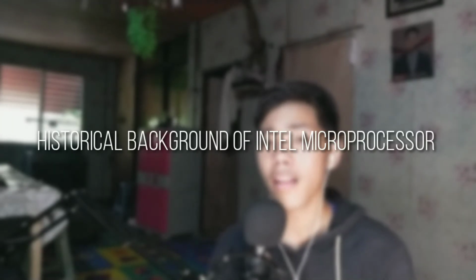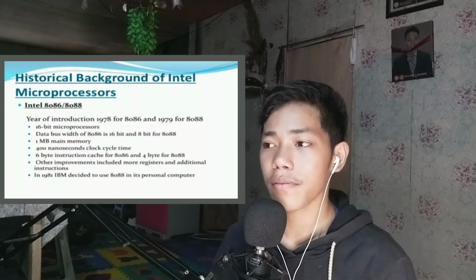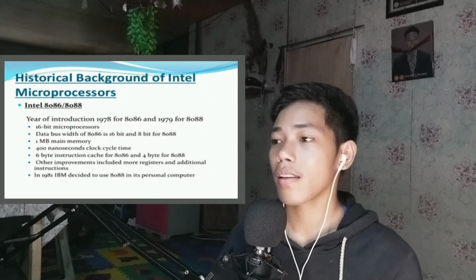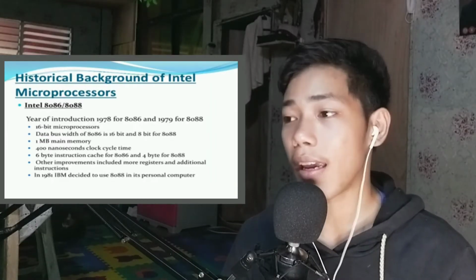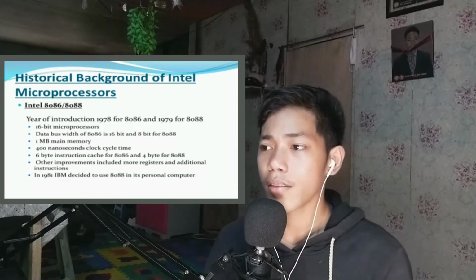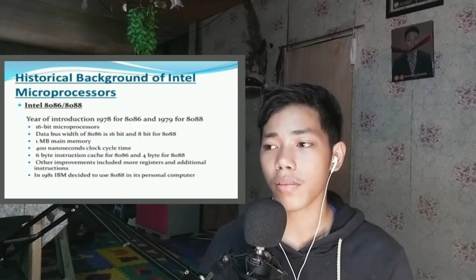Okay, let's proceed to another topic, which is the historical background of the Intel microprocessor. Talking about the historical background, we'll look back at how it has evolved over time. We have here the Intel 8086 or the 8088. The year of introduction is 1978 for the 8086 and 1979 for the 8088. It is a 16-bit microprocessor.